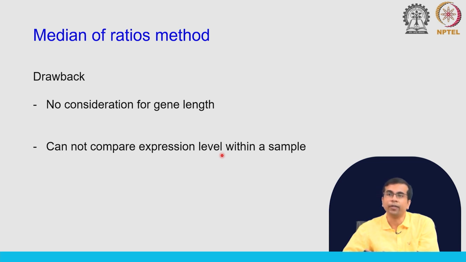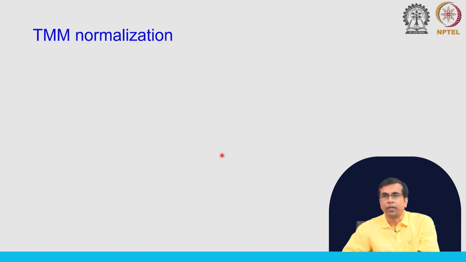So, this will require some other method, right, a within-sample normalization method. The median of ratios method is strictly between-sample normalization, right. So, we can compare across samples, but not within samples. Okay, so, the next normalization method that is also very popular is called TMM normalization.